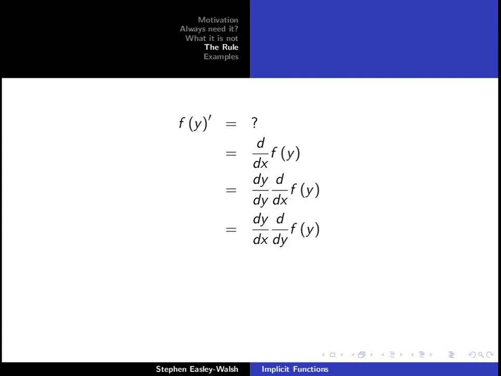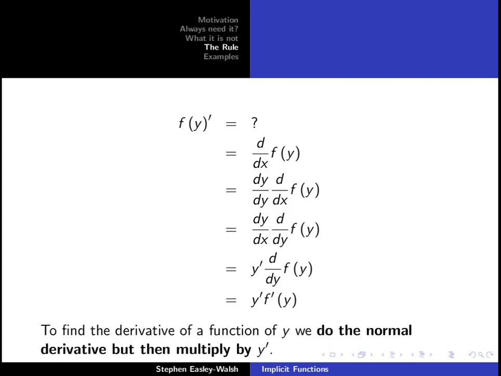But dy over dx is the derivative of y. So we can see here that the derivative of some function of y is just the normal derivative multiplied by y derivative. So to find the derivative of a function of y, we do the normal derivative, but then multiply by derivative of y. Let's look at an example.